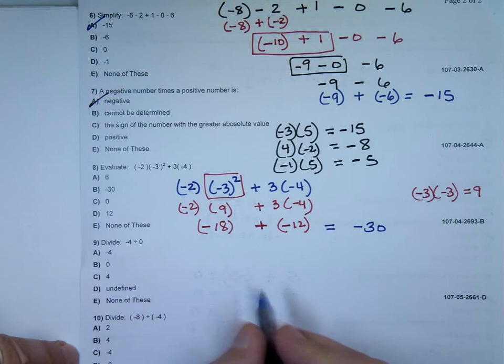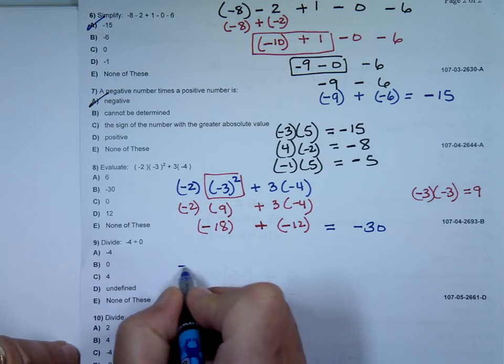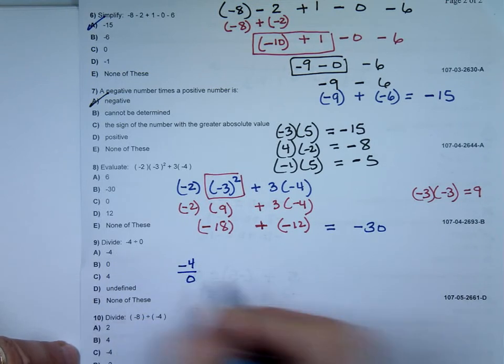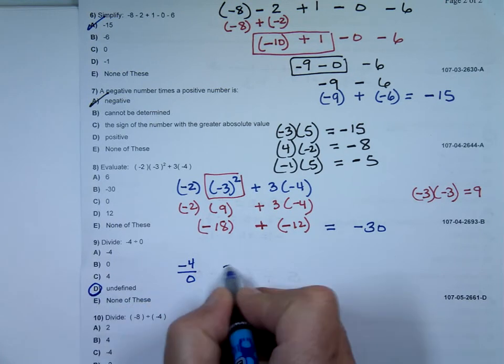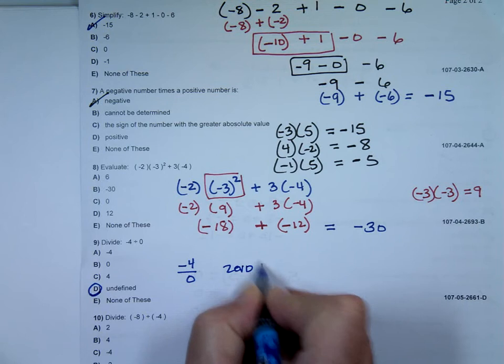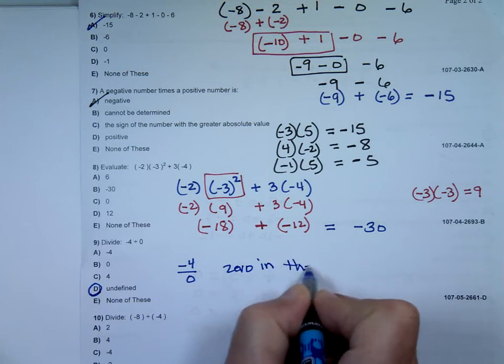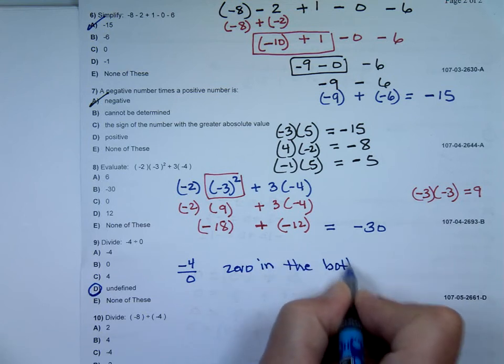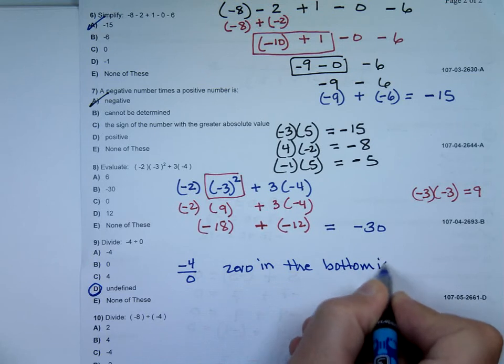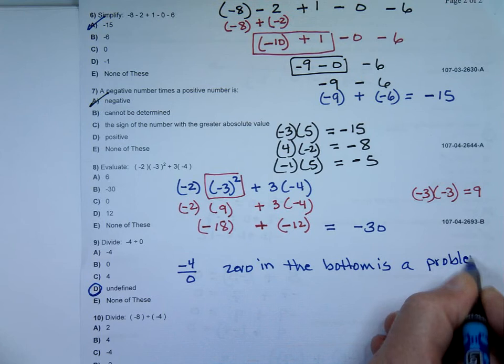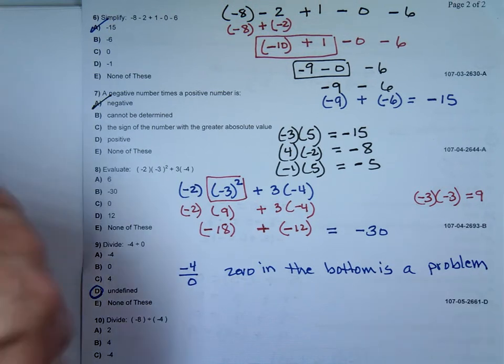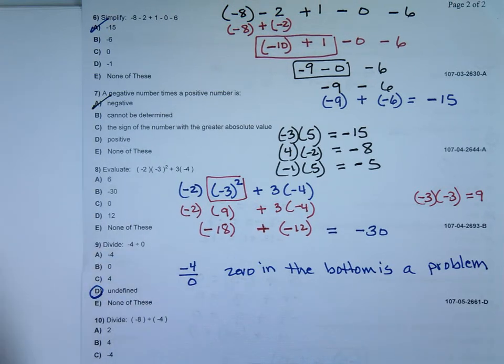We covered this last time. What's -4 divided by 0? How about undefined? 0 on the bottom is a problem. So -4 over 0, you get 0 on the bottom. It can't be done. That's a problem.